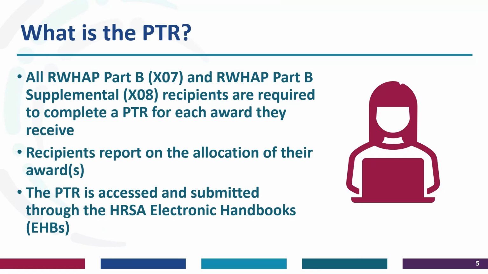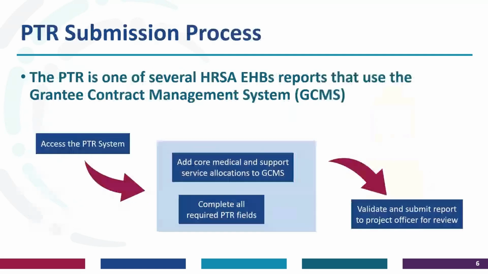In the PTR, recipients report on the allocation of their grant funding for the budget period. And this report is accessed and submitted through the HRSA electronic handbooks, or EHBs. The PTR is one of the few reports in the EHBs that uses the Grantee Contract Management System, or GCMS, which we are going to go over a little bit more later in the presentation.